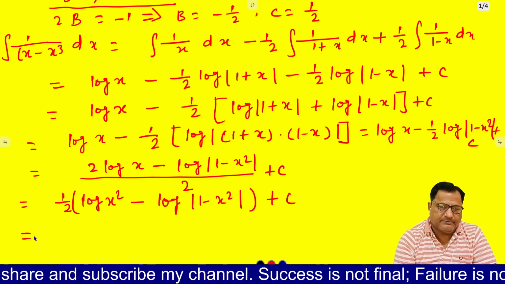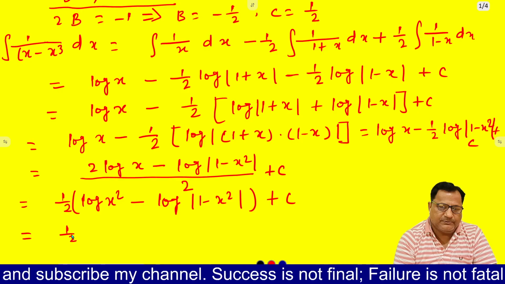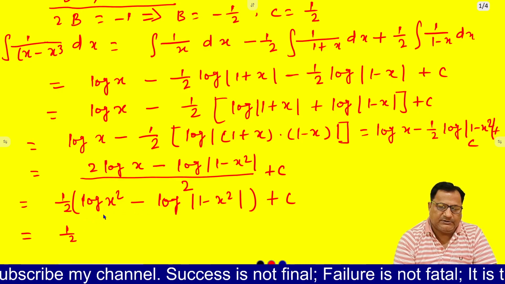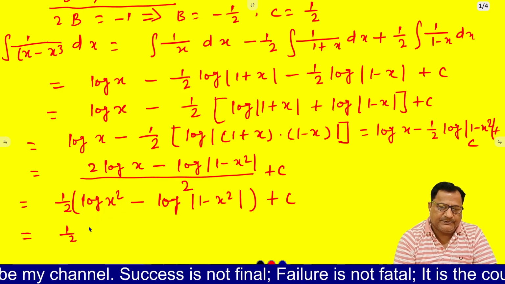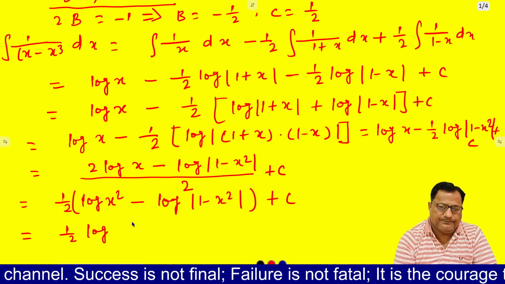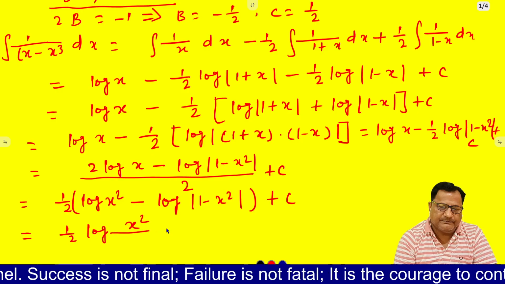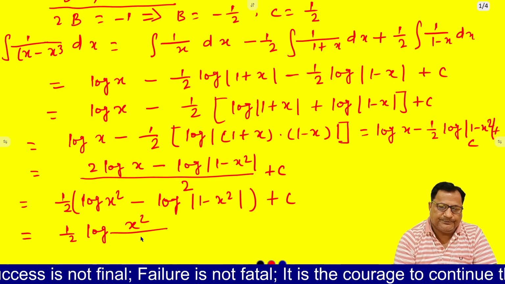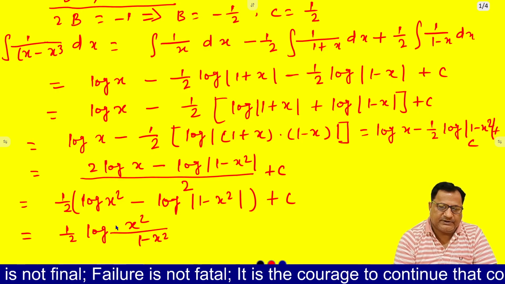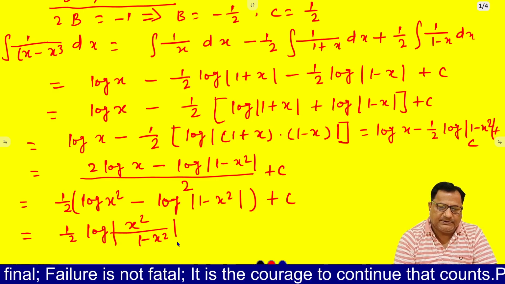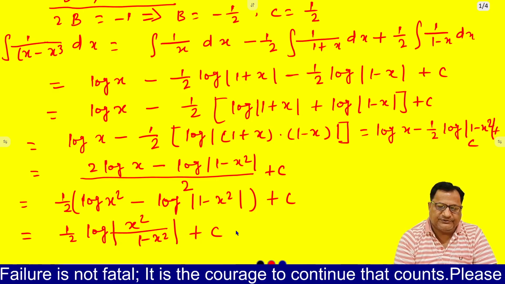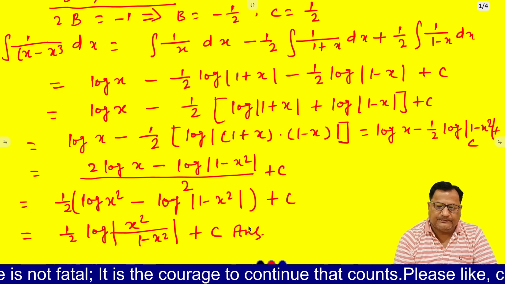This we can write as 1 by 2, and on the formula log m by n, this is log of x squared divided by 1 minus x squared, plus c. This is the answer.